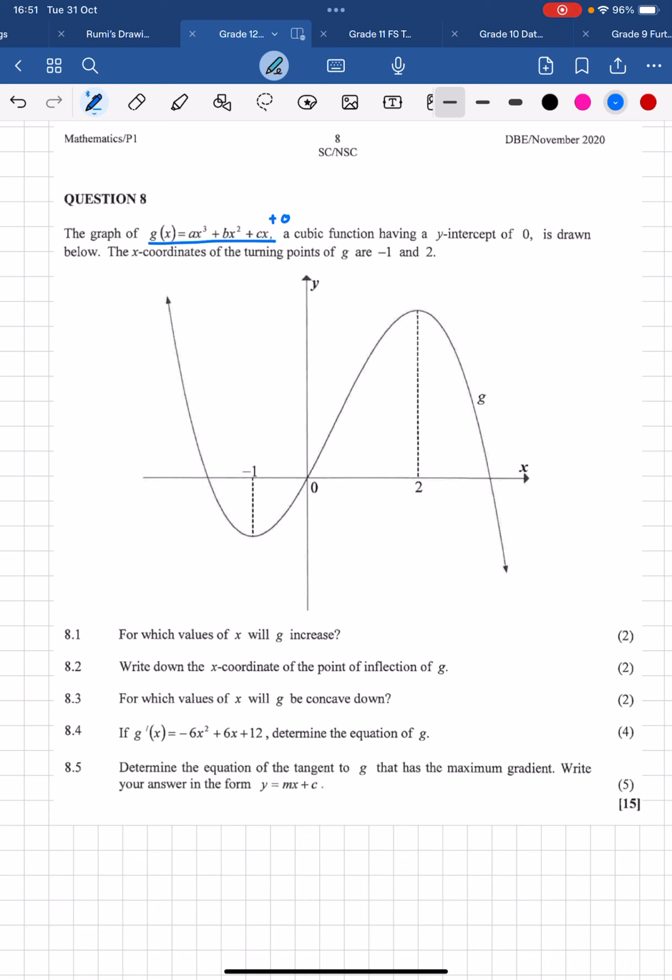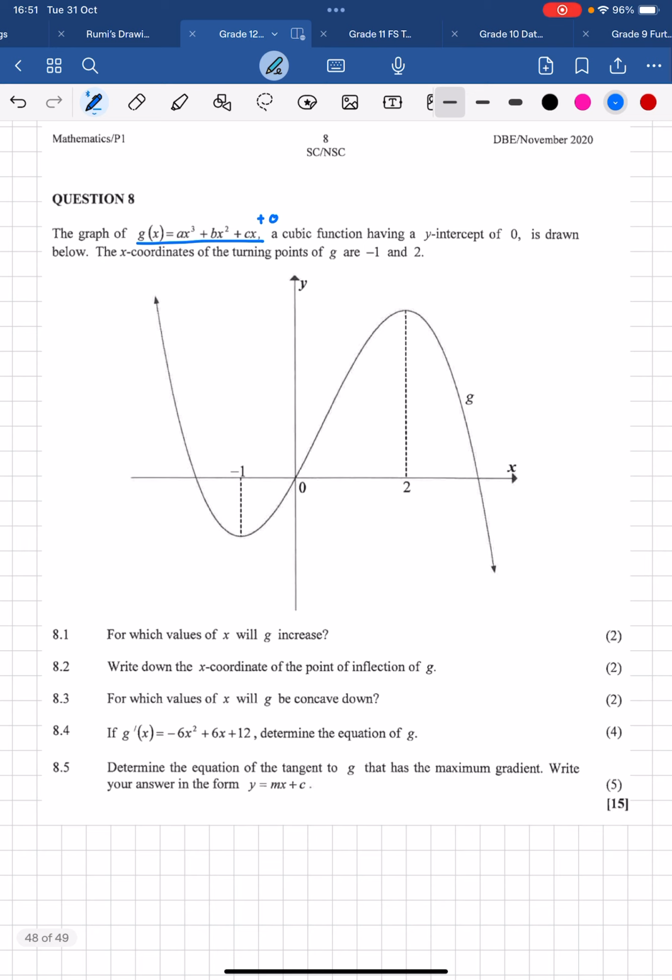These questions go from easy to more difficult. The last 2 questions were problem-solving questions, and the first 3 were routine questions, questions that you really should be able to get. So let's quickly go through them. It's important that you are able to get these marks. So for 8.1, they're asking, for which values of x will g increase?